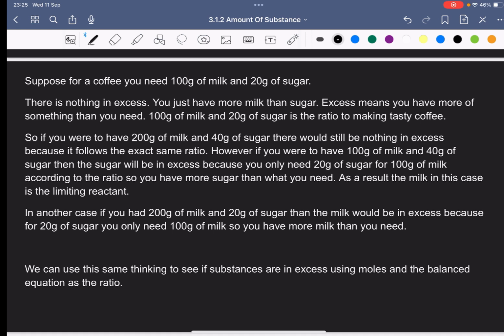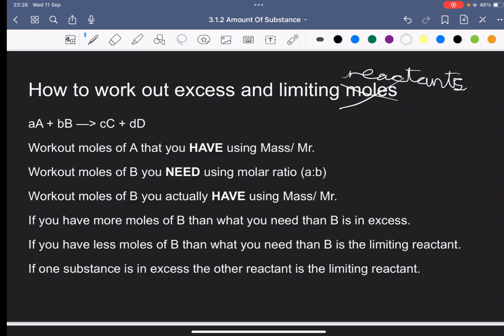Now in another case, if you had 200 grams of milk and 20 grams of sugar, then the milk would be in excess, because for 20 grams of sugar you only need 100 grams of milk, so you have more milk than what you need. We can use the same thinking to see if substances are in excess using moles and the balanced equation as the ratio. Here's how to work out the excess and limiting reactants. Work out the moles of A that you have using mass divided by MR. Work out the moles of B you need using the molar ratio.